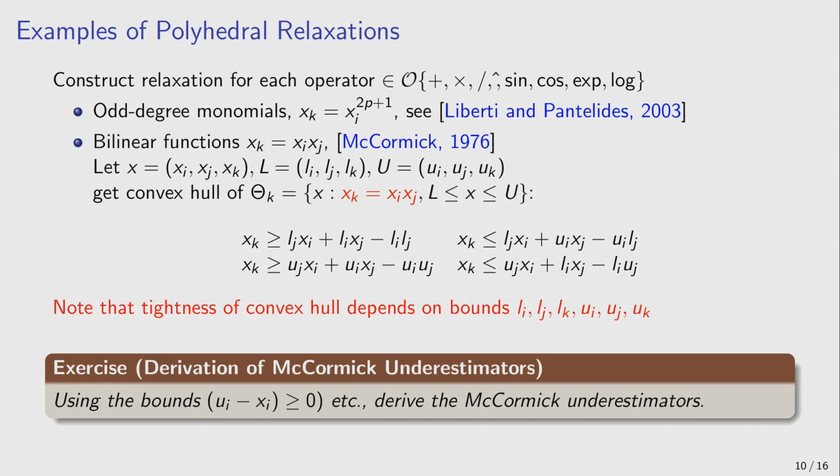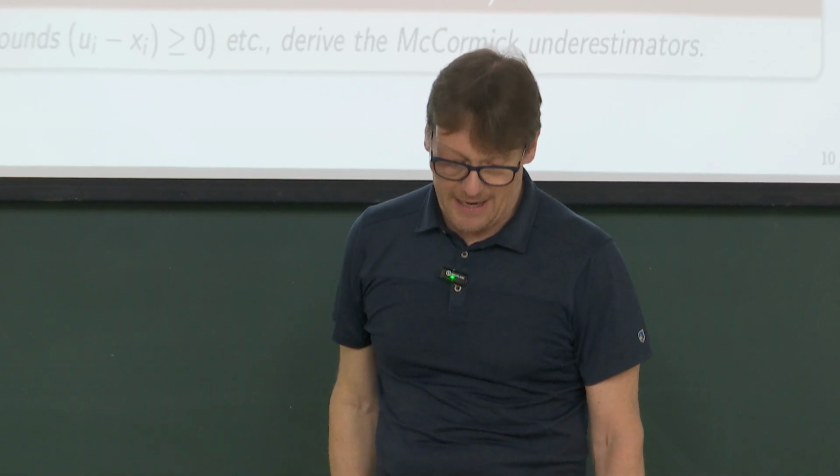Ignore the odd degree monomials, but for bilinear functions, we can actually construct these underestimators, and they're called the McCormick underestimators. So they have a name, they're famous, and you can show that the convex hull of this bilinear term, this set theta k here, is given by these four sets of equations. They look daunting if you haven't seen them before, but they're really easy to derive.